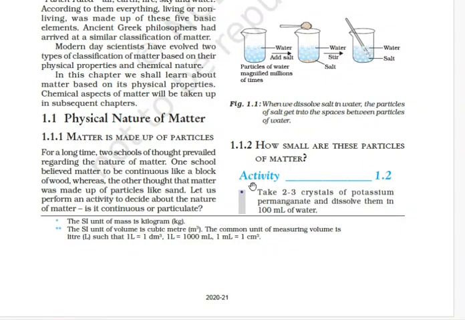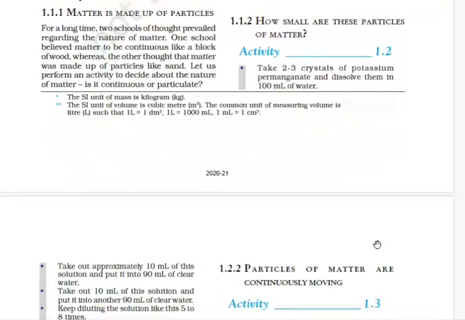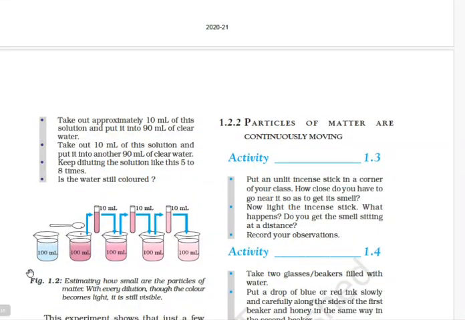For this we have to do an activity. Activity 1.2: take 2 to 3 crystals of potassium permanganate. It is a compound, a chemical, and we have to dissolve them in 100 ml of water. Now take out approximately 10 ml of this solution and put it in 90 ml of clear water.